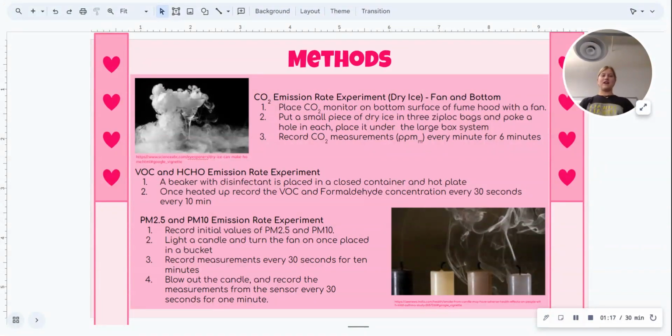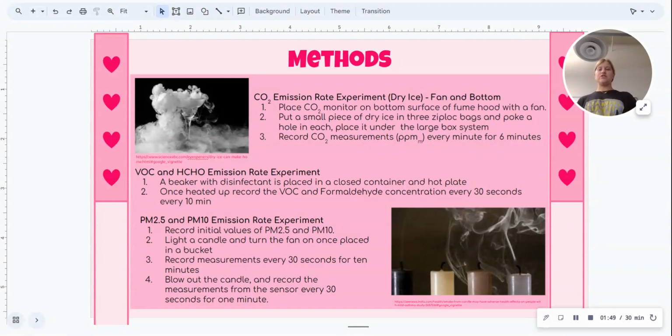A little overview of exactly the experiments that we ran. The first one we ran was a CO2 emission rate experiment with dry ice. Each group had different versions of this experiment. Our version specifically was a fan with the CO2 sensor at the bottom of the covered top. So you place a CO2 monitor on the bottom surface of the fume hood with the fan. You put the small piece of dry ice to mimic the CO2 and poke a hole to allow emissions. You record the CO2 measurements every minute for 6 minutes.